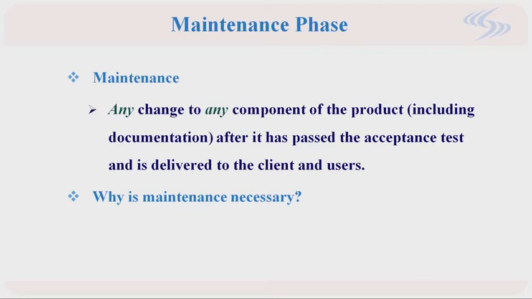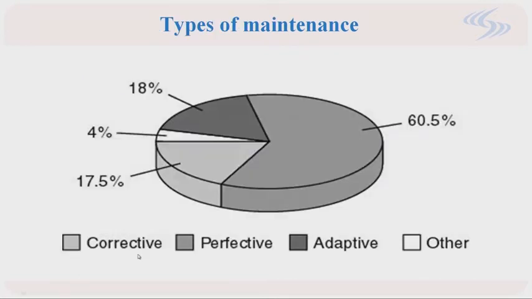The question is, why is maintenance necessary? Let's look at this pie diagram. From this diagram, we can see that there are kinds of maintenance. This diagram tells us that 17.5% of maintenance will be corrective maintenance, 65% will be perfective maintenance, 18% will be adaptive maintenance, and 4% will be others.